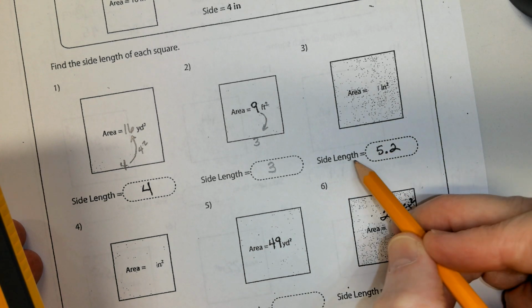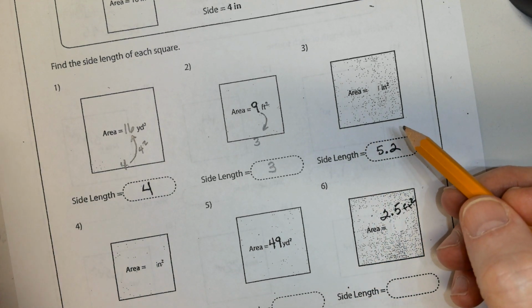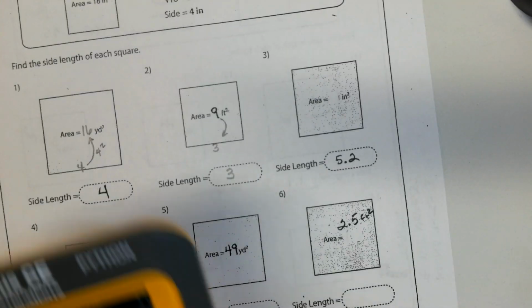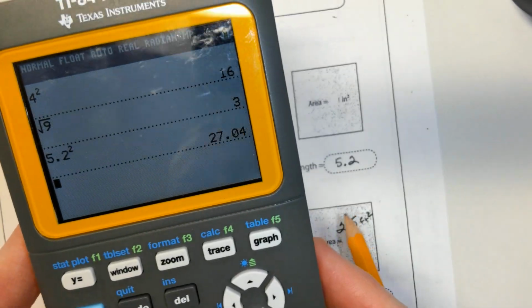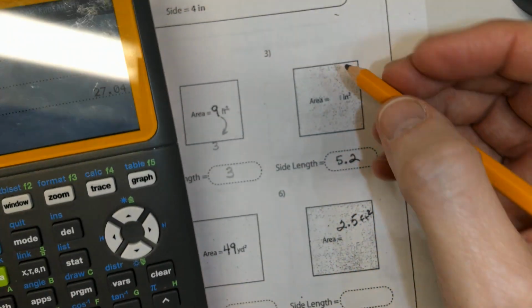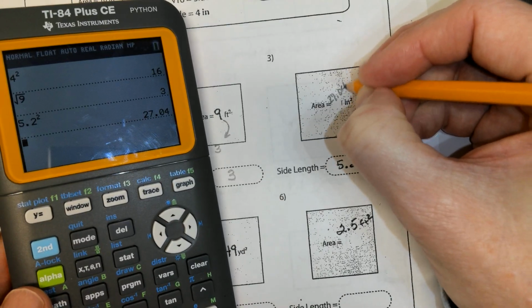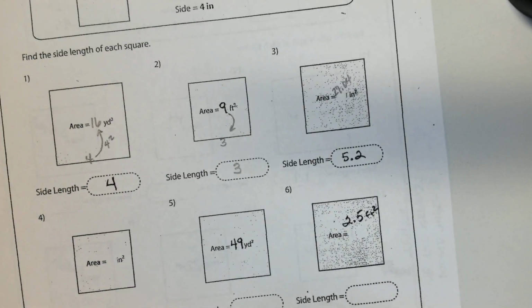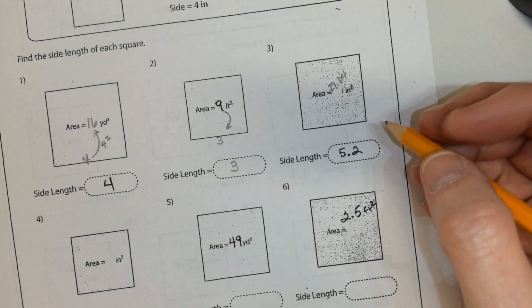The side length will be written where it says side length, or you can write it along the line as long as you understand. So on number 3, I'm given the side length. So I'm simply going to quickly say 5.2 x squared. My area is 27.04. Write it somewhere where you can check it, 27.04 inches squared. Why is it squared? Because it's the area. What 2 numbers did we multiply? 5.2 times 5.2.